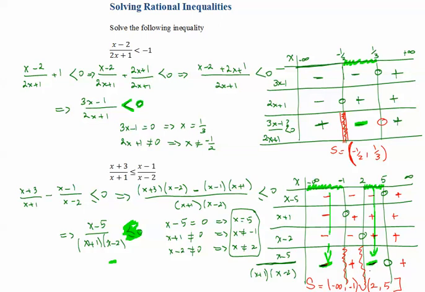So see that I did not choose 2 or negative 1 as part of the solution, even though it's equal, because these two values make the function undefined. And then I choose 5 because 5 makes this function equal to 0. So here is the solution to this rational inequality, and I hope this is helpful.